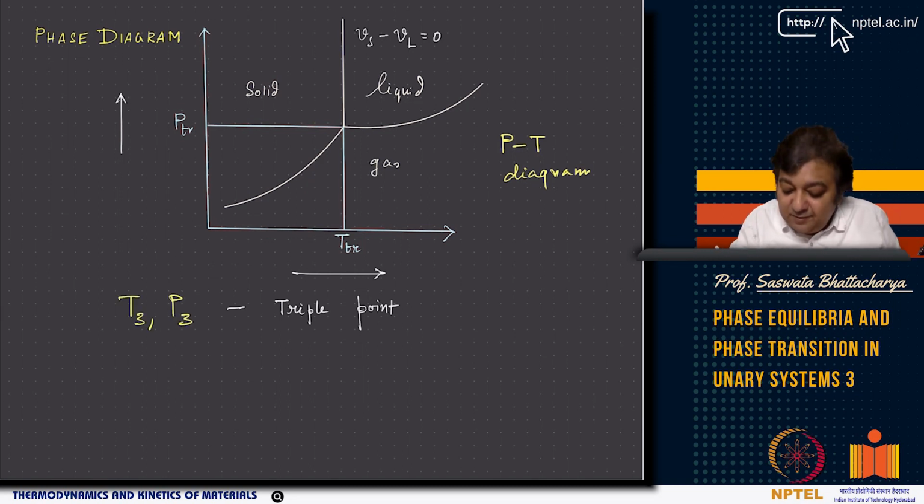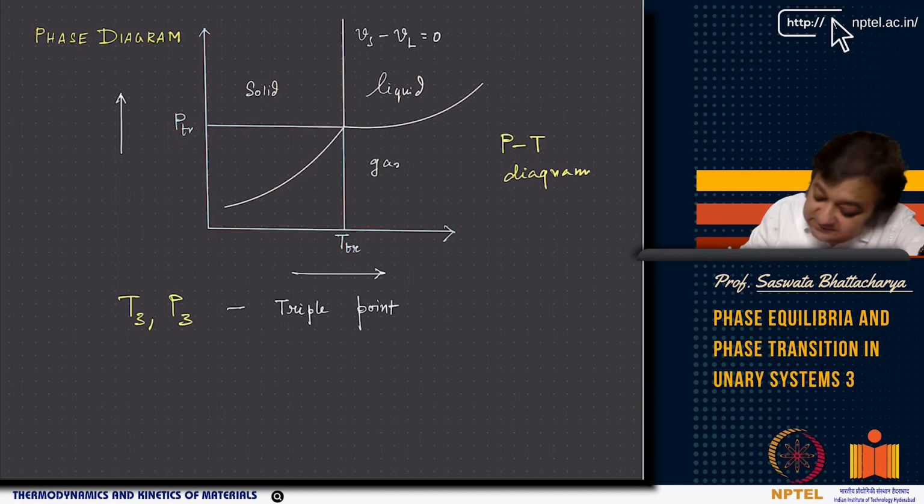So this triple point for a unary system basically means that point. So you can call this T3, and this you can call P3, and this is the point. This pressure and temperature corresponds to a point where solid, liquid and gas can exist.